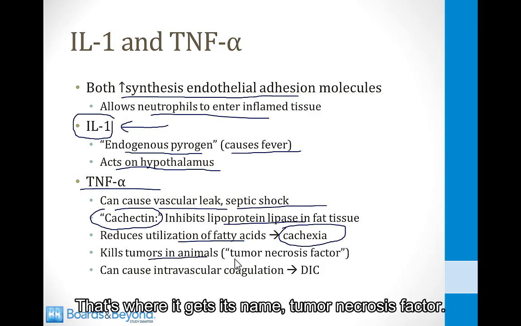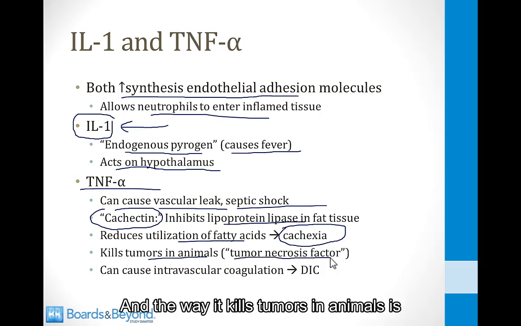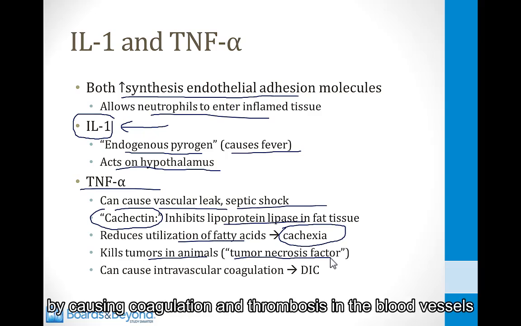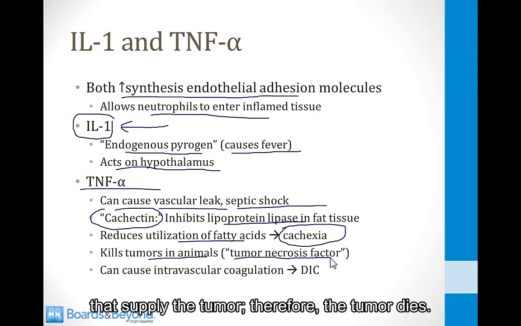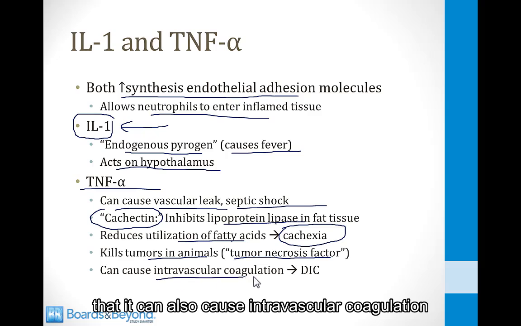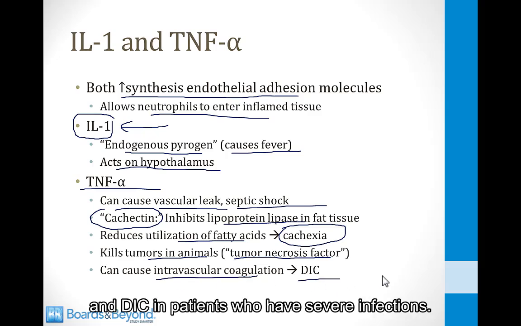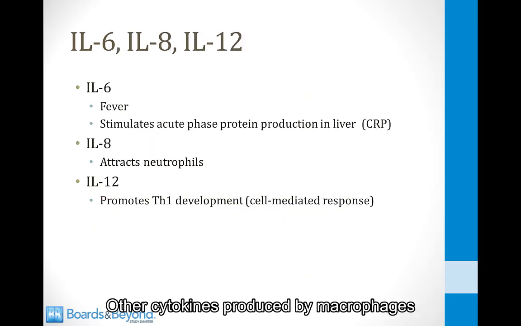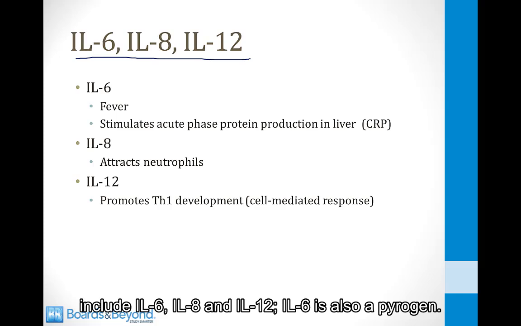Tumor necrosis factor alpha has been shown to kill tumors in animals. That's where it gets its name, tumor necrosis factor. And the way it kills tumors in animals is by causing coagulation and thrombosis in the blood vessels that supply the tumor. Therefore, the tumor dies. And this can help you remember that it can also cause intravascular coagulation and DIC in patients who have severe infections. Other cytokines produced by macrophages include IL-6, IL-8, and IL-12.